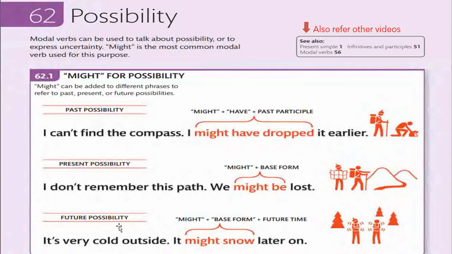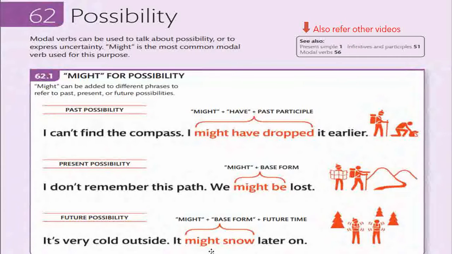Then we have the future possibility. Future possibility: it is very cold outside. This sentence is in the present tense only. We are not discussing this. The possibility sentence is: it might snow later on. Now, how does it make it future tense? It might snow later on.